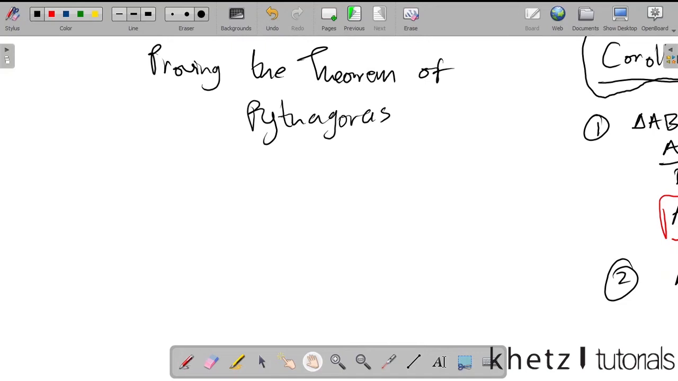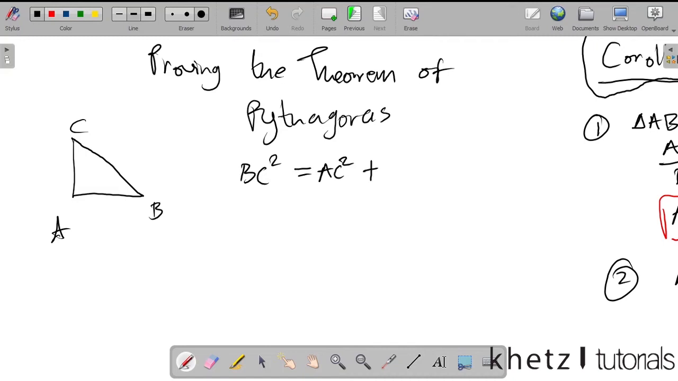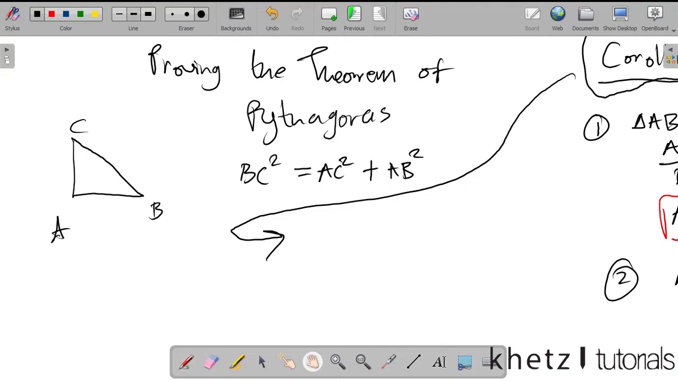And the statement of this theorem basically says, if you look at the original diagram which we drew, I'm just going to do a rough sketch of it right here. It looks something like this: A, B, C. And the statement says BC squared is equal to AC squared plus AB squared. This is the Pythagoras theorem.